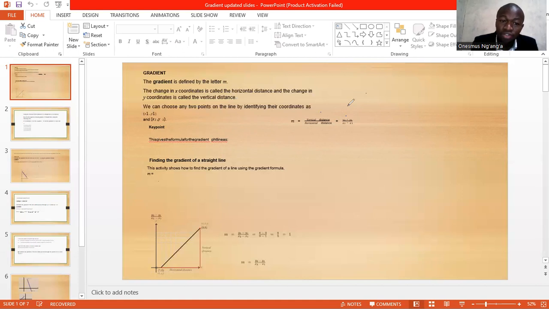So gradient is equal to change in y over change in x. Change in y is the vertical distance, while change in x is the horizontal distance. This is the formula for finding gradient.